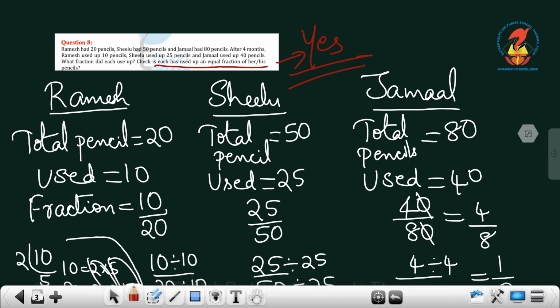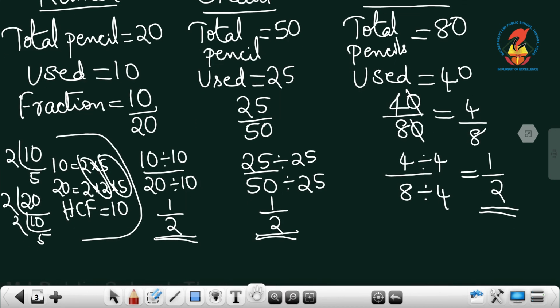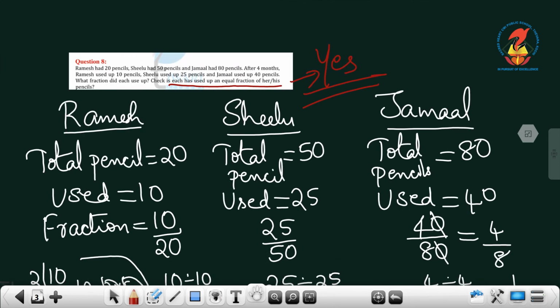Okay, I hope this answer is clear. How to write the fraction and how to find the lowest term of the fraction is clear. Find the HCF and find the lowest term. You will get the answer 1 by 2. So what can you conclude here? Each has used up an equal fraction of his or her pencils.